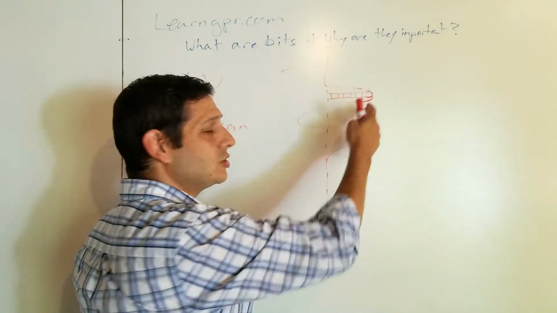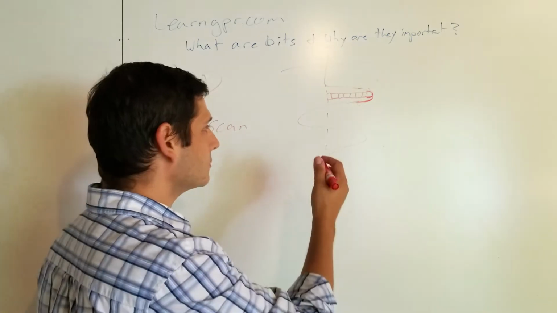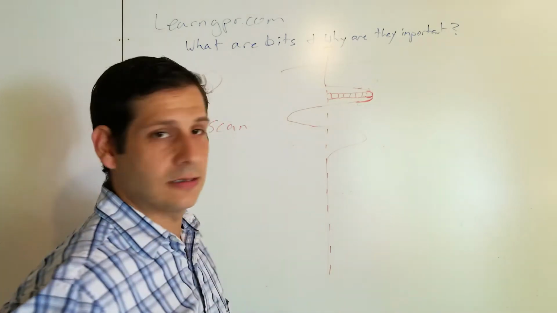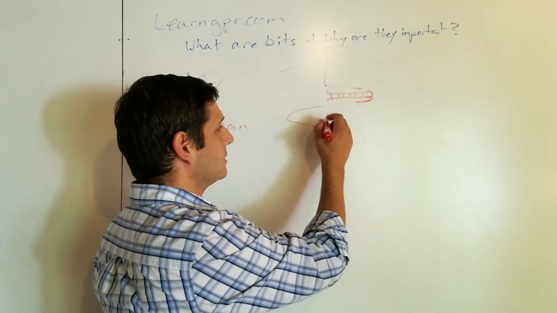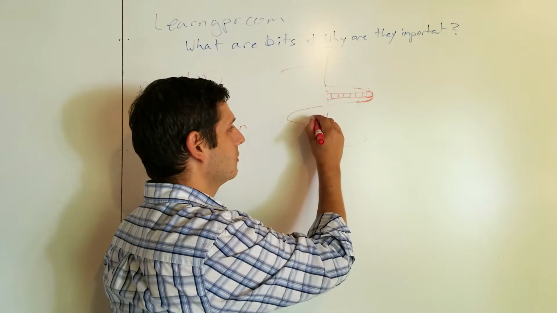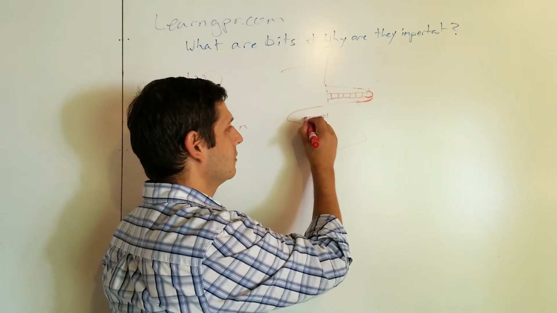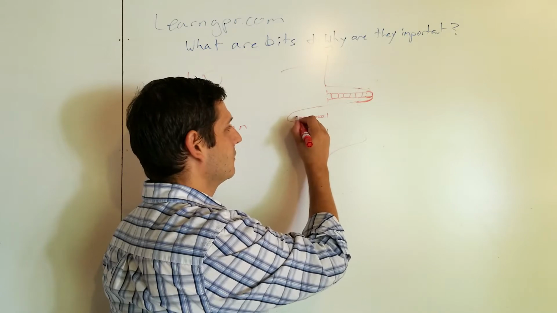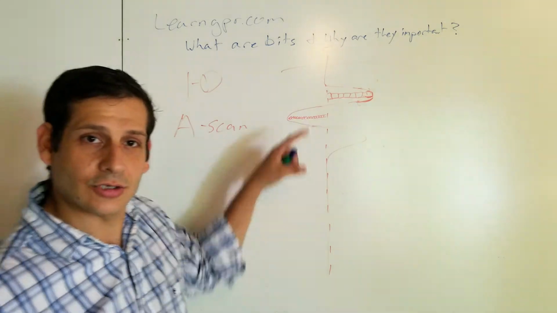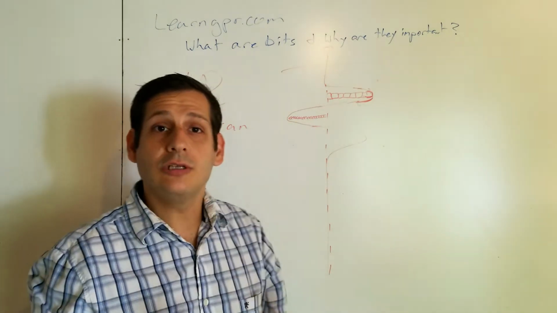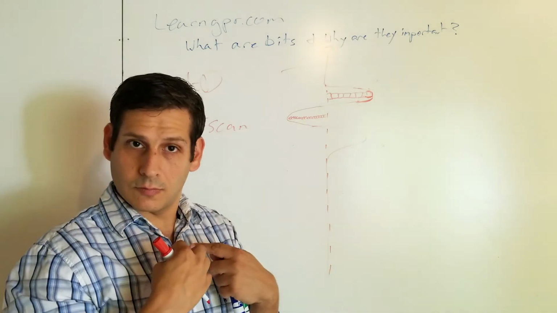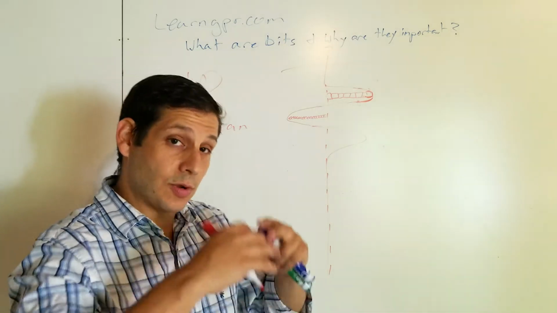What if instead of 8 bits you had 16 bits, which is actually very common in modern GPR? 16 bits. You see how much smaller the blocks are here, right? What does that mean? It means you have more sensitivity in recording the actual wave that's coming back to the ground surface.